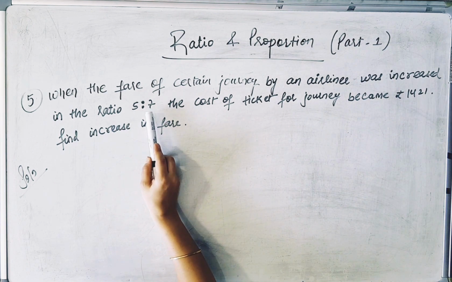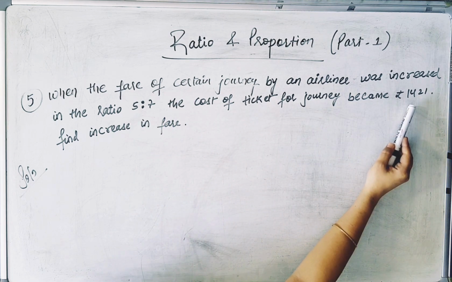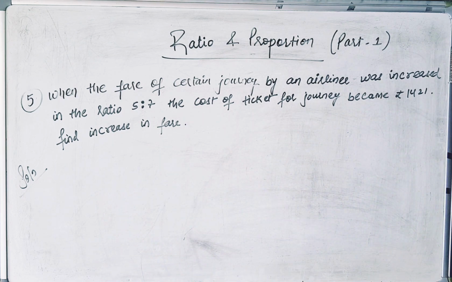Now the question is: when the fare of a certain journey by an airliner was increased in the ratio of 5:7, the cost of the ticket for the journey became rupees 1421. Find the increase in fare.